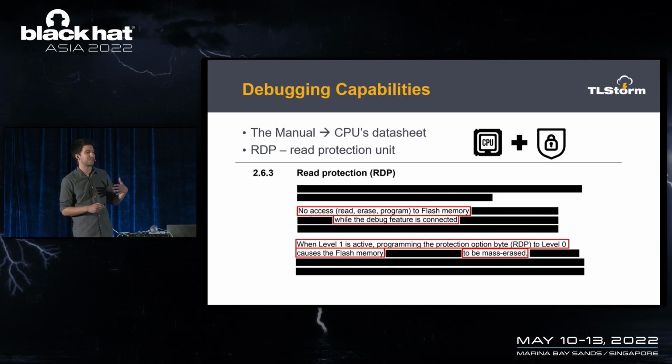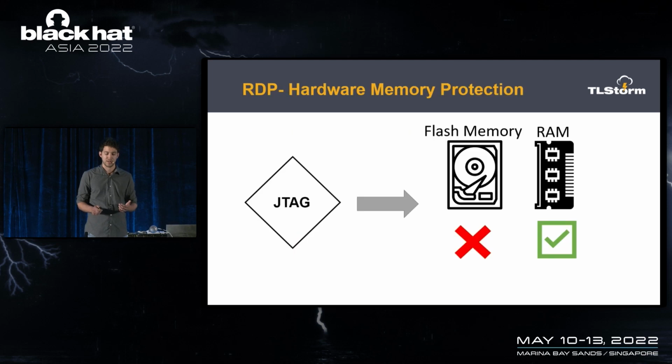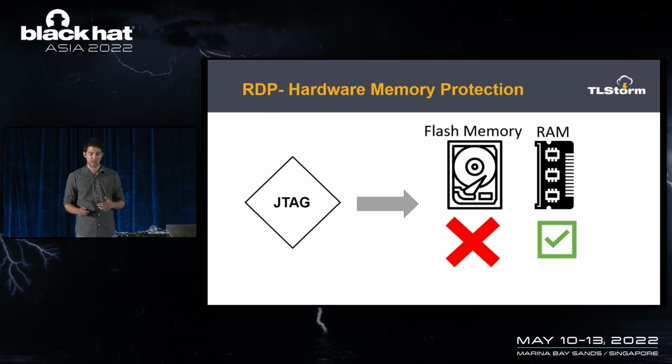So what this basically means is that once the debug interface is connected, access to the flash is shut out until a reboot. So to summarize, if we connect the JTAG, we don't have access to the flash anymore, but we do get a snapshot of the RAM. So we cannot just dump the firmware, but we didn't give up.